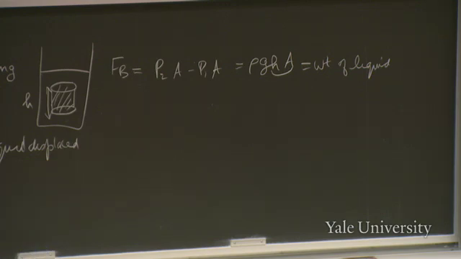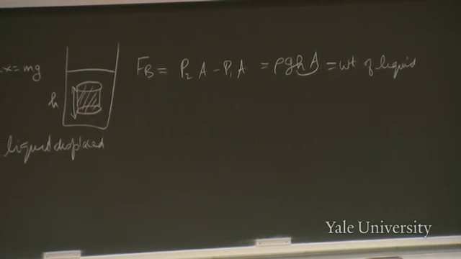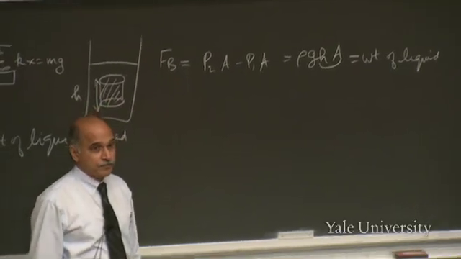So basically, the body weighs less in water because the lower part of the body is being pushed up harder than the upper part of the body is being pushed down, because the pressure increases with depth. That's it. That's why you get this result from Archimedes.